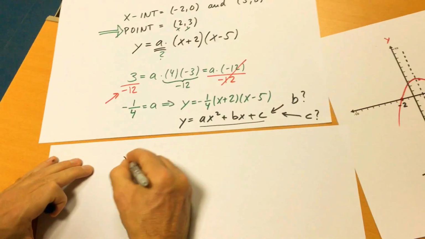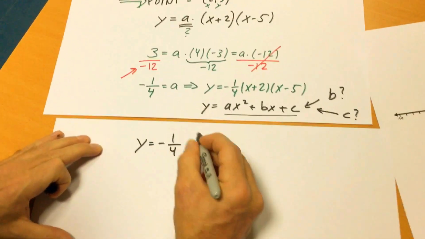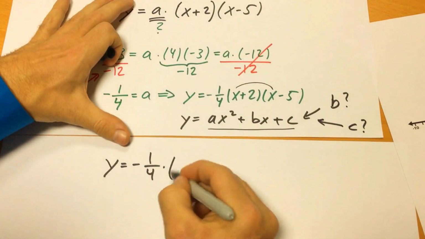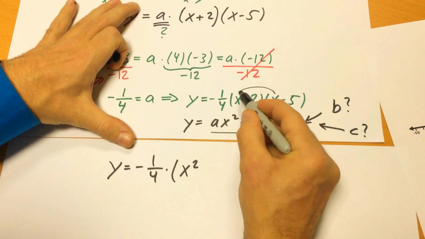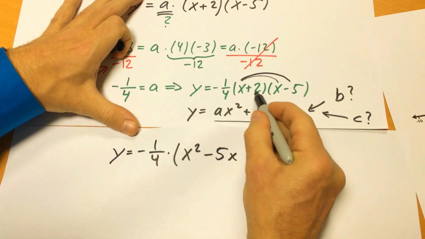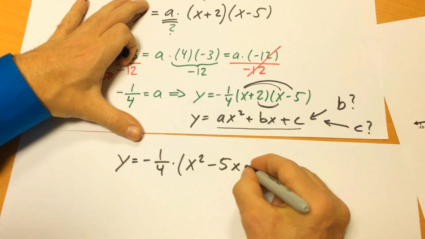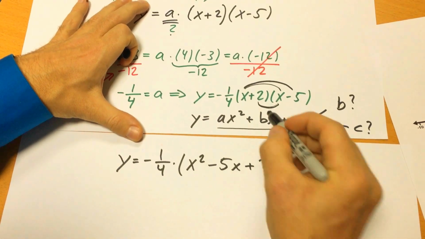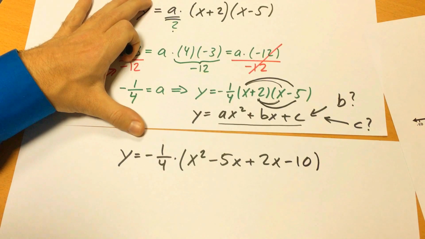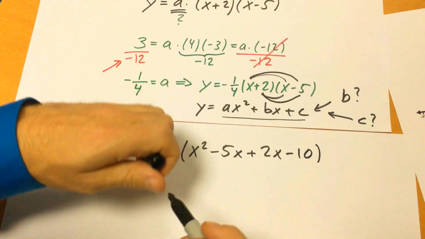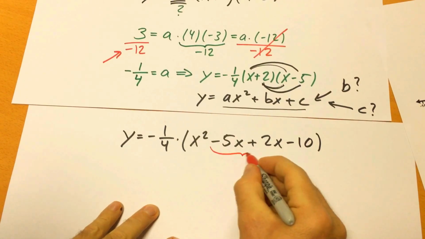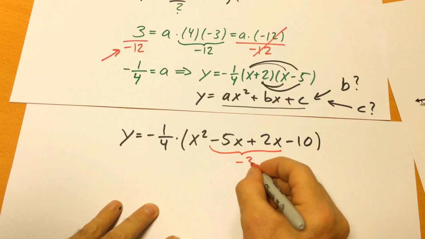So let's do this. We have y equal to negative 1 over 4. That's just going to stay here in the front. Now, x times x, that gives me x squared. X times negative 5, that's minus 5x. 2 times x, that's, well, plus 2 times x. And 2 times negative 5 is negative 10, close bracket. Negative 5x plus 2x, that's equal to negative 3x.